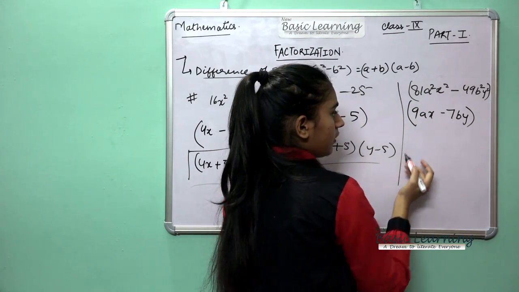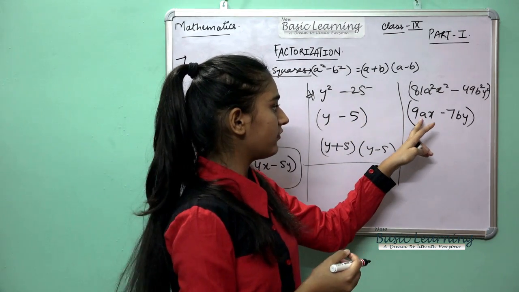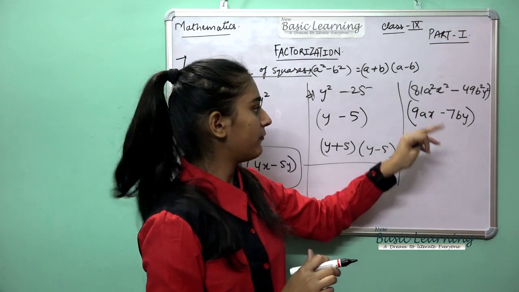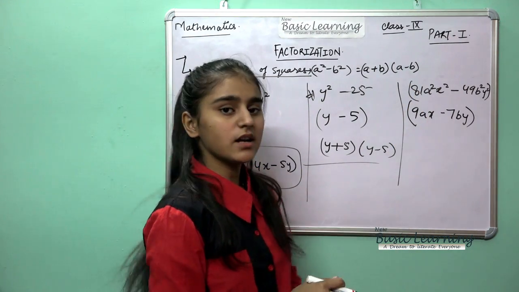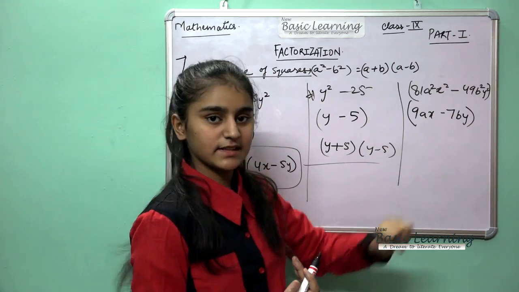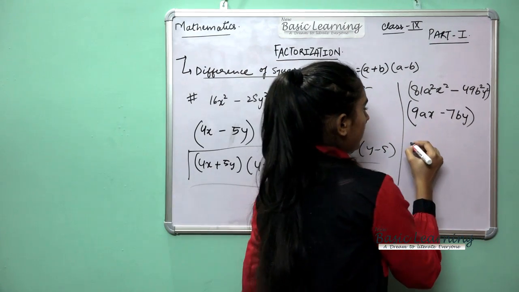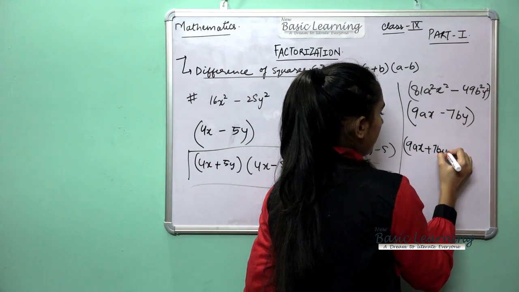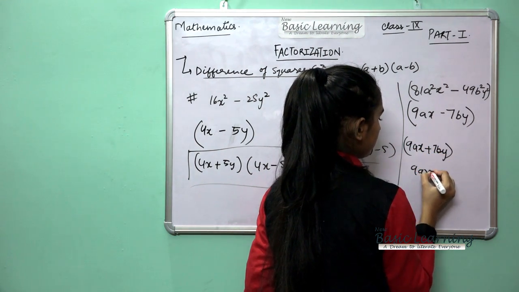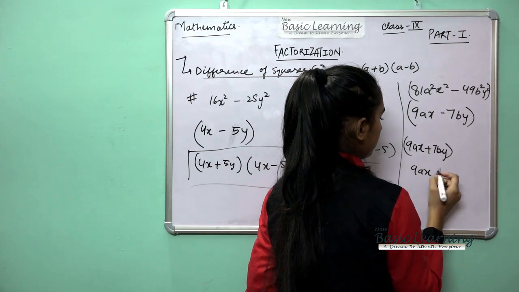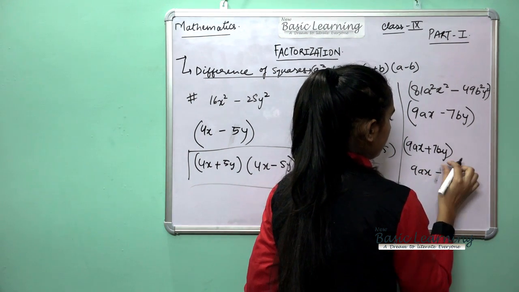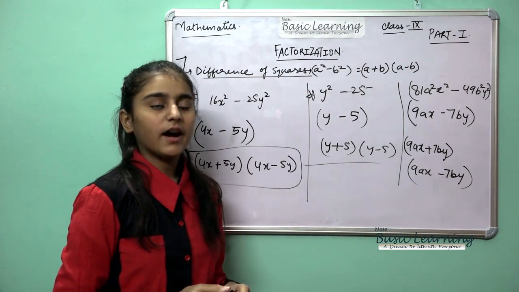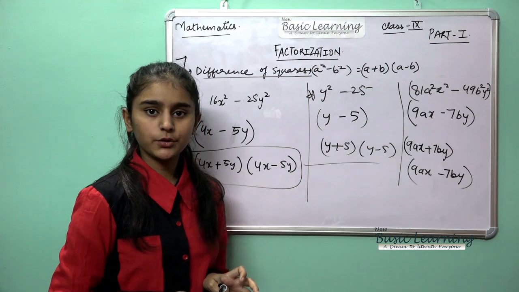Or you can understand it this way also: when we do 9 into 9, we get 81. When we do a into a, we get a square. When we do x into x, that is x square. So one time plus and one time minus. This is the answer. I hope the third part is also clear to you.